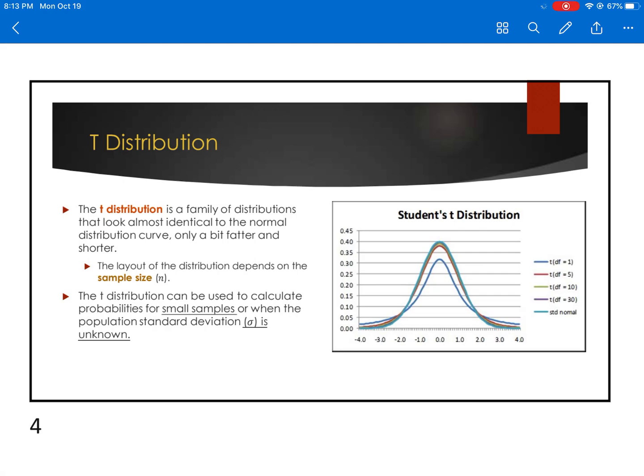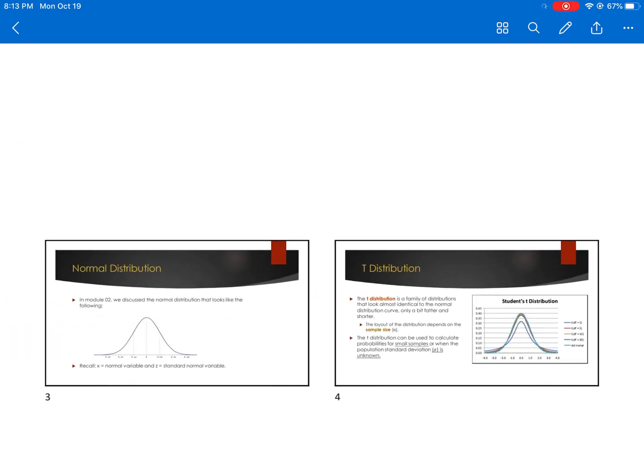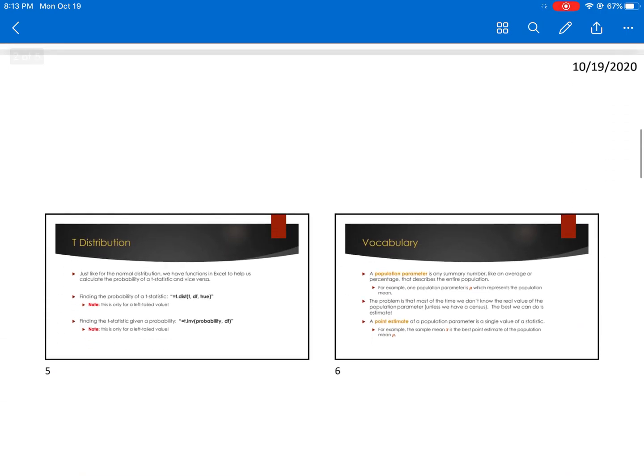So the t-distribution can be used to calculate probabilities for small samples or when the population standard deviation sigma is unknown. Again here, this is just a little bit shorter and a little bit fatter than a bell curve.